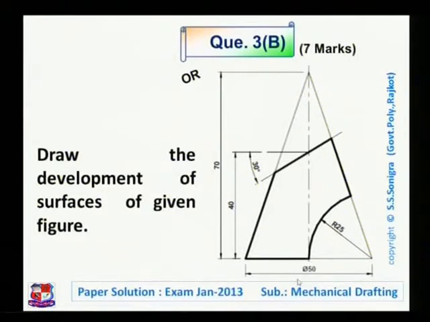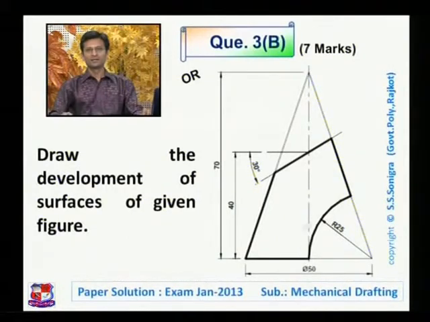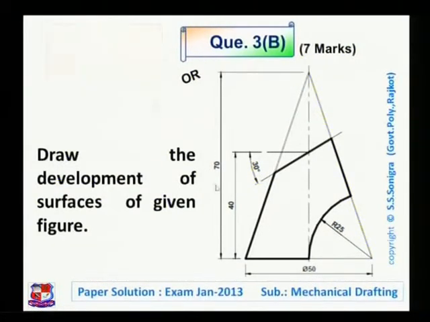Here the dimension is written like this: Ø50. The symbol is mentioned over here. It means that it's a circle. As it's a circle, this solid is a cone. So a cone is given over here with the diameter 50 mm and height 70 mm, and this cone is cut at 2 places like this. One over here, another over here.